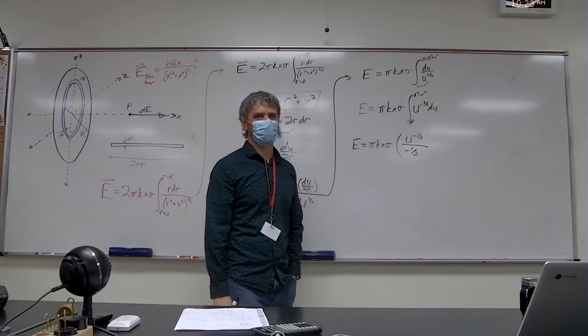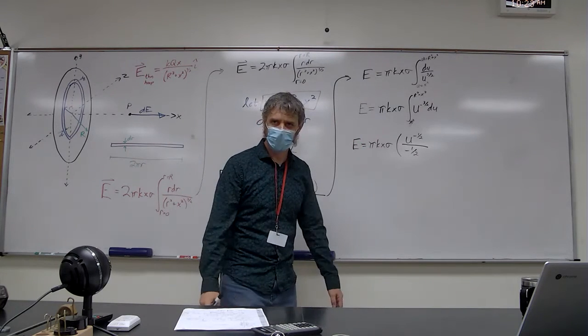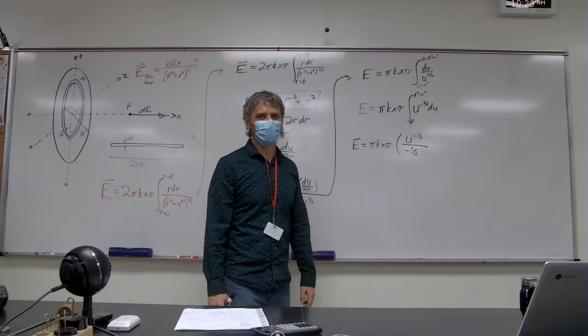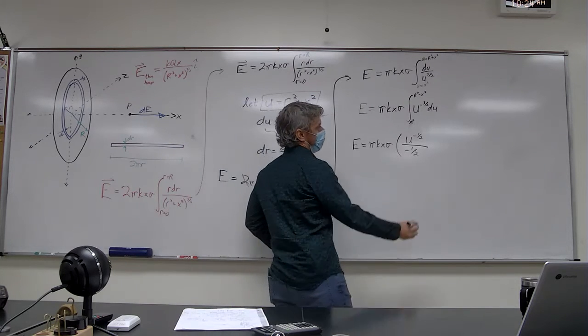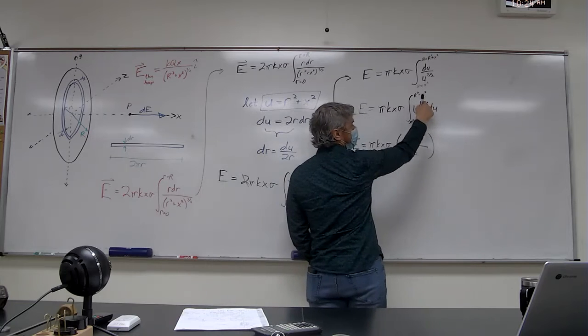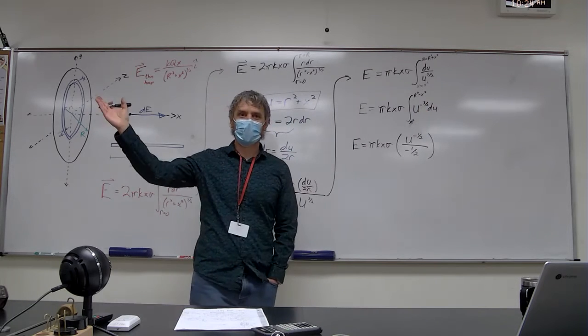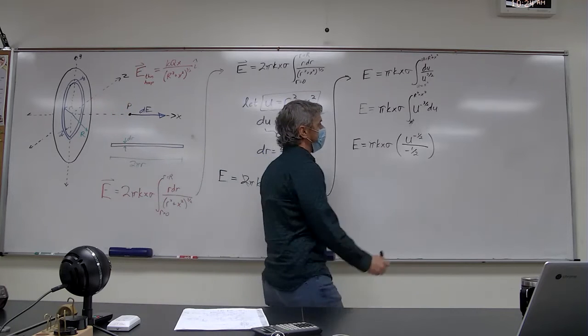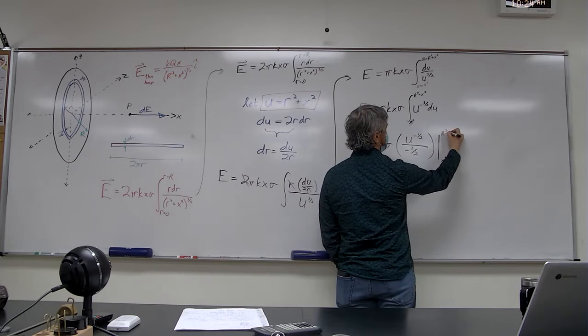Make it easier on yourself. Don't skip steps. If you can skip steps, that's fine, but I don't like skipping steps. I'm going to add 1 to the exponent, and I'm going to put it over that same value, right? And then evaluate that from x squared to r squared plus x squared.